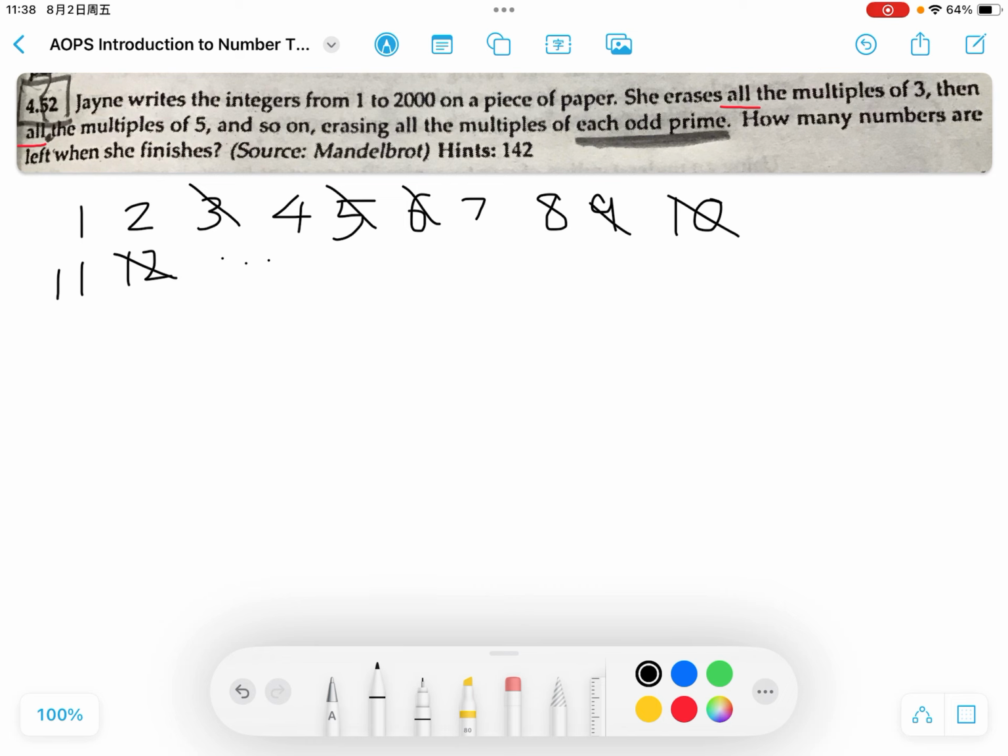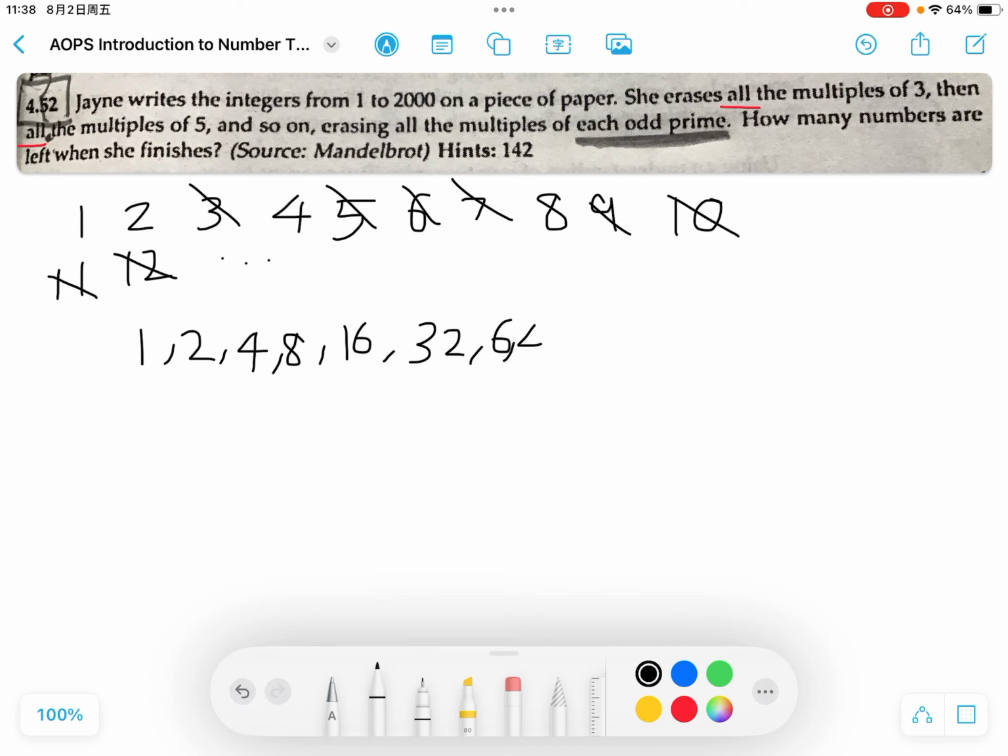And so on, erasing all the multiples of each odd prime. So we start erasing 7 and the multiples of 7, like 7, 14, 21, then 11, 22, 33, etc., until she finishes up to 2000. As you can see, the numbers we have left are 1, 2, 4, 8. The next one is going to be 16, 32, 64, etc.